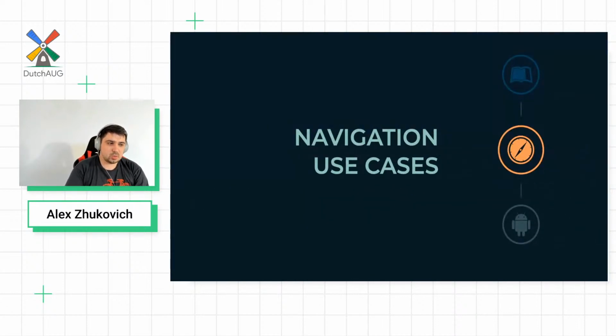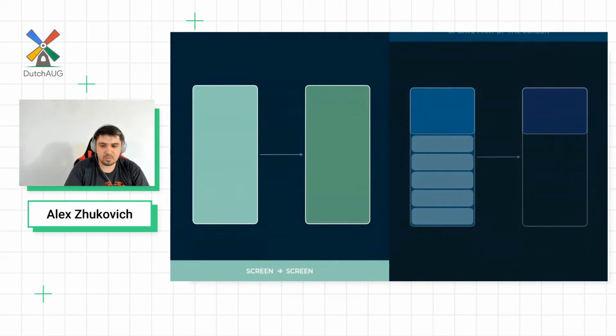So, speaking about different navigation use cases, fortunately, we don't have too many of them. Mostly, it's just two of them. It's screen-to-screen navigation, and a great example here is master-detail flow. When we have a list of items and we click on an item, we completely move to another screen.